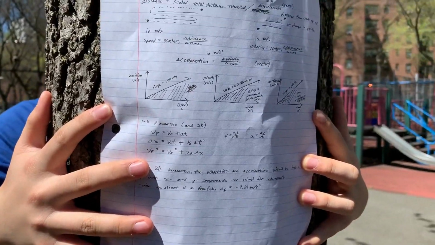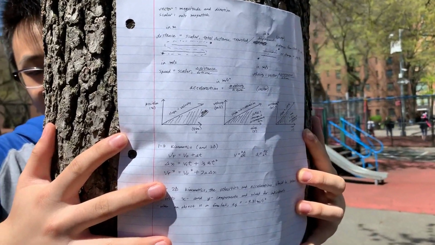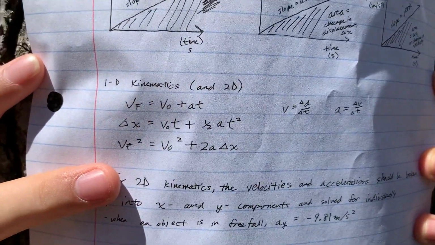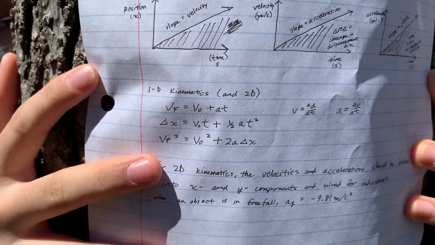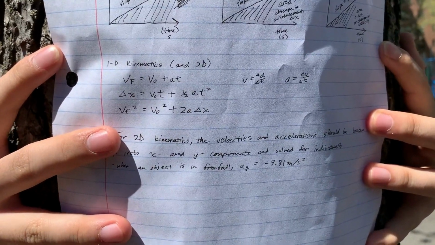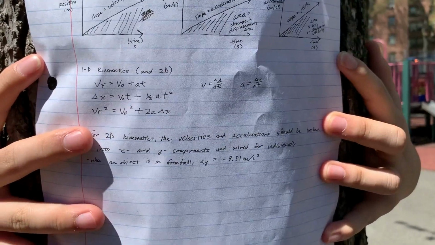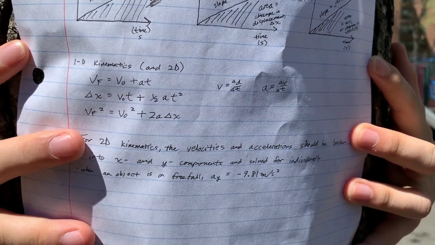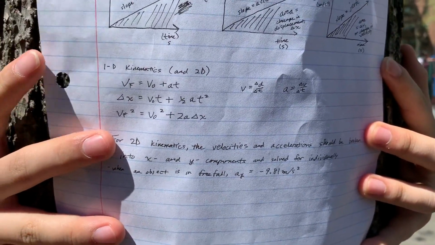Now let's move on to 1D kinematics. We have several formulas you can use for 1D kinematics. Velocity final is equal to velocity initial plus acceleration times time. And delta x is equal to velocity initial times time plus one half a t squared. Vf squared is equal to Vi squared plus 2a delta x. The formula you use depends on which variables are given and which ones you need to figure out.